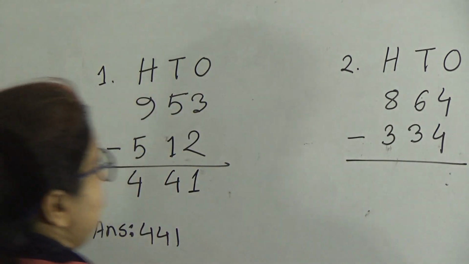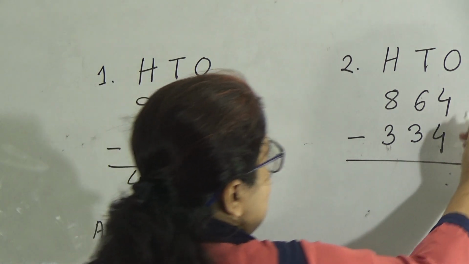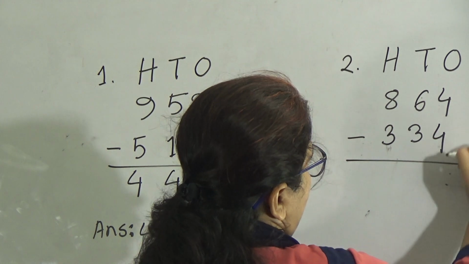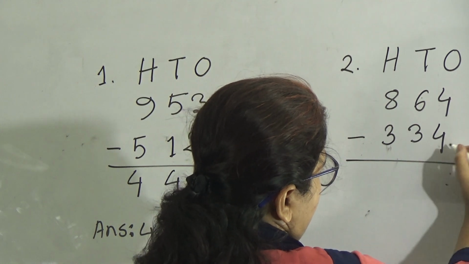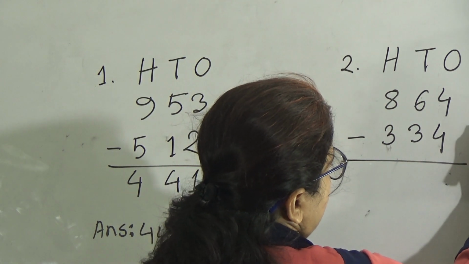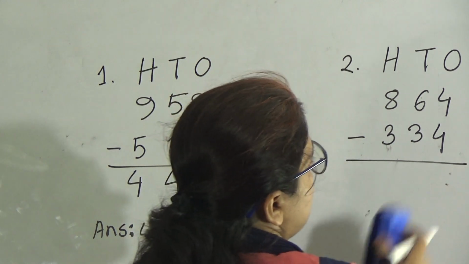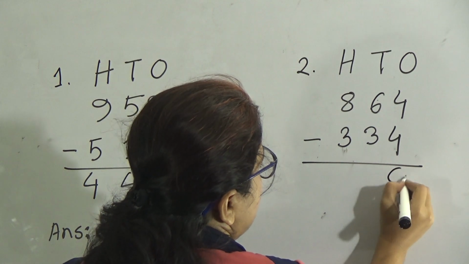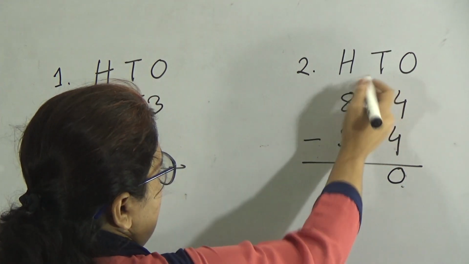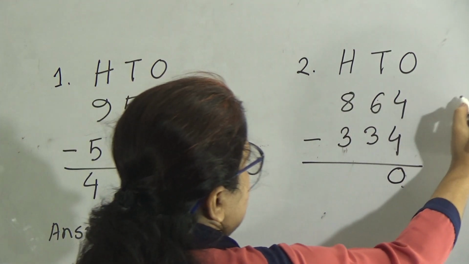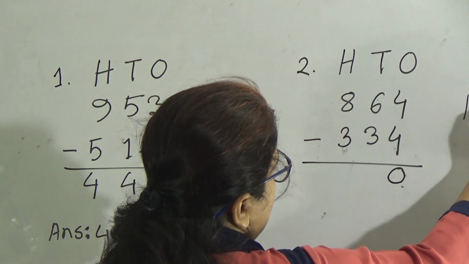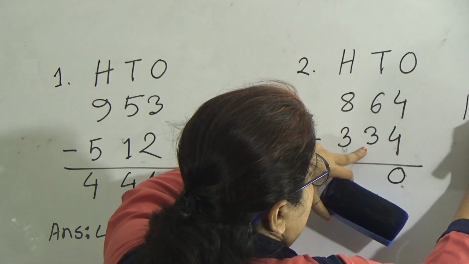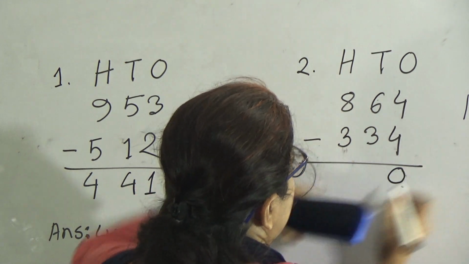Now move on to the next question. Same way, here are 4 sticks, 1, 2, 3, 4, and our ones place is also 4 sticks, 1, 2, 3, 4. Yes, we cut them down. So there are no sticks remaining, so we write here 0. Next place, the tens place. Here are 6, 1, 2, 3, 4, 5, 6. We remove 3 sticks, 1, 2, 3. And 1, 2, 3 are left.